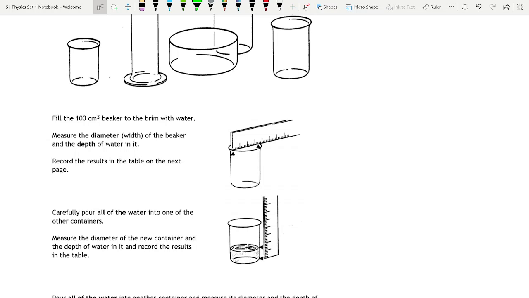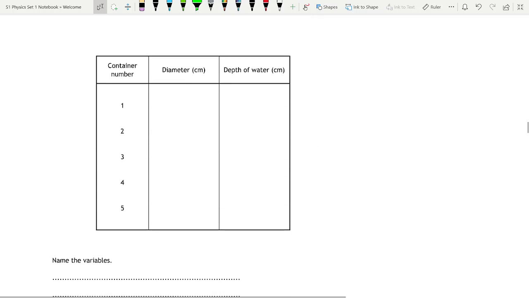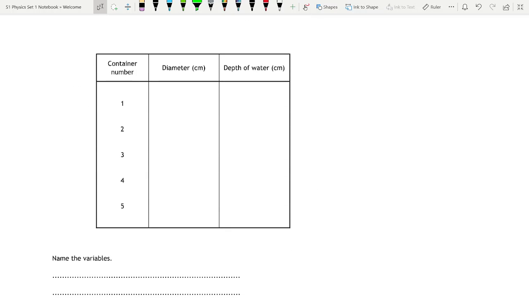Okay, so you can see on the next page, container 1 is your smallest beaker. So we'll put that aside just to remind you. Then you pour it into another container. So it might be the next size up beaker. And do the same again.